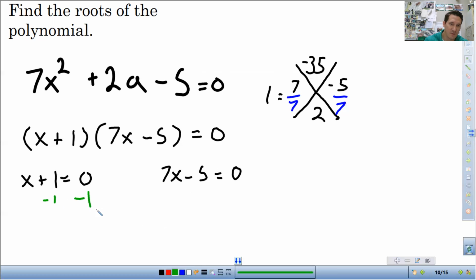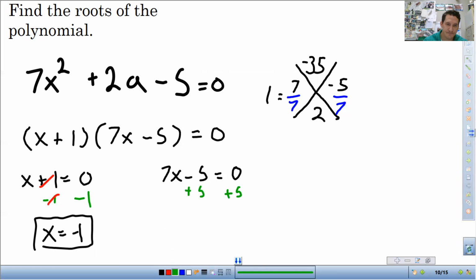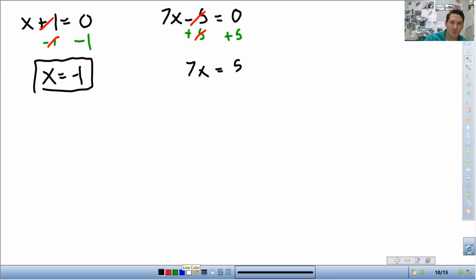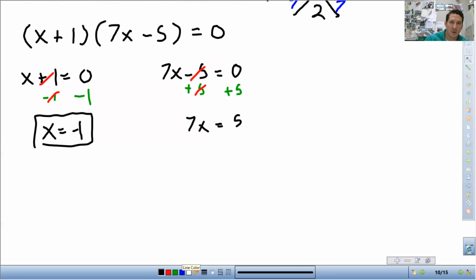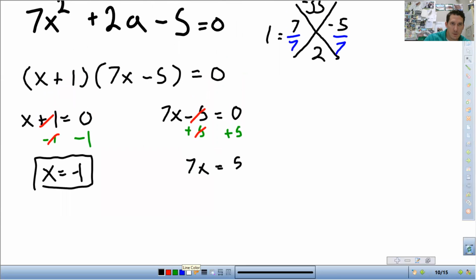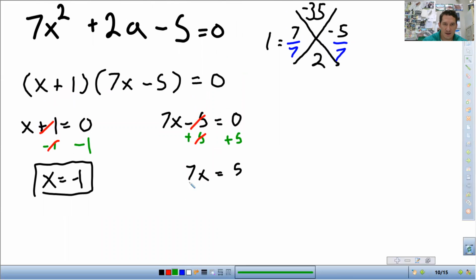Over here, subtract 1 from both sides. I get x is equal to negative 1 is one of the solutions. Over here, I'm going to add 5 to both sides. You get 7x is equal to 5. Oop, down a little too much. And then divide both sides by 7. 7 divided by 7 cancels out. You get x is equal to 5/7.